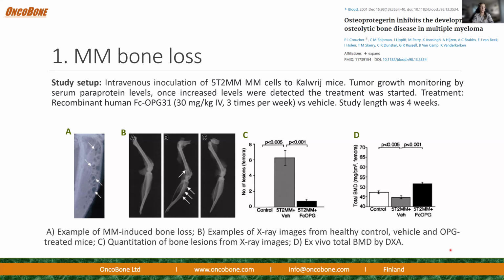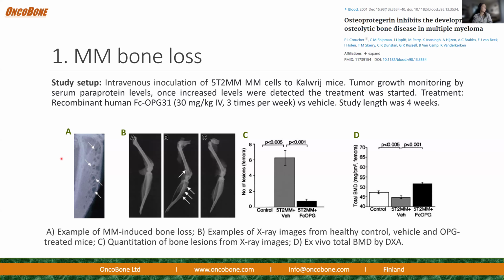So this is an example from multiple myeloma bone loss. Here they used the 5T2MM multiple myeloma cell lines and injected them into the mice, similarly as in the last example. Tumor growth was again monitored by paraprotein levels, and when the mice developed an active disease, they were treated with recombinant human Fc-OPG, and the study length was overall 4 weeks.